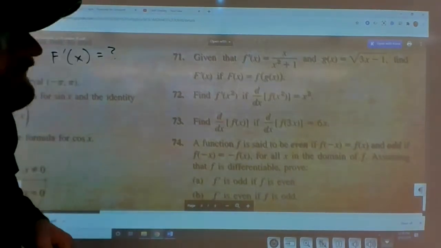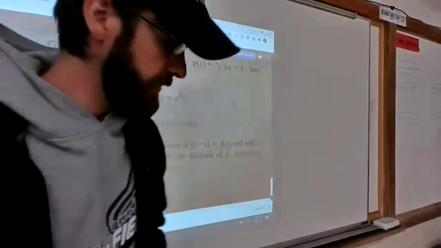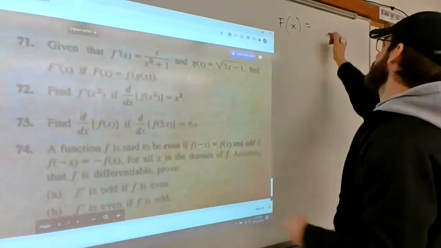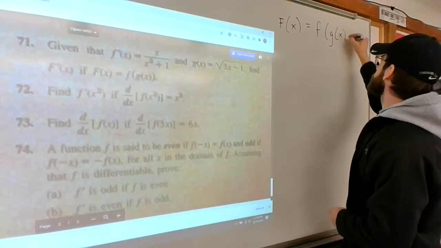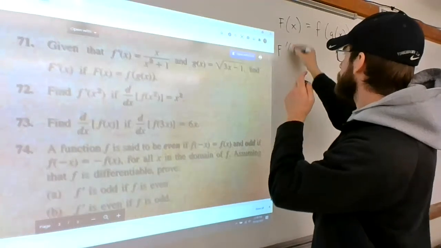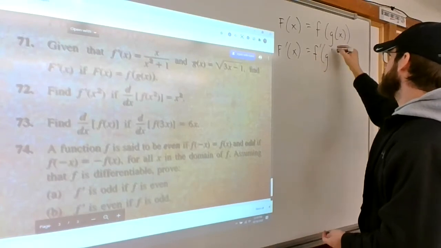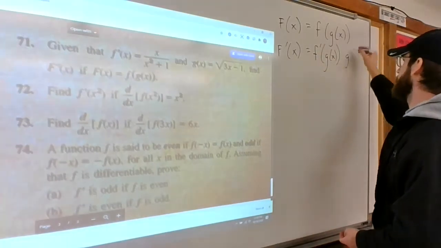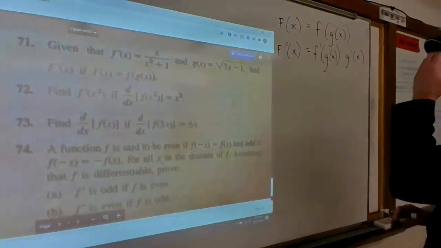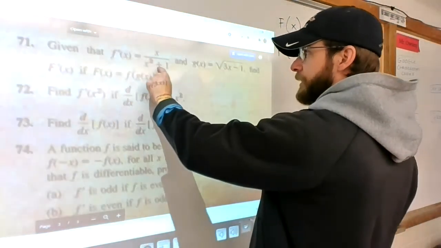All right, you know what? I think I want to go a little bit off to the side here. I need a clean space to do this. So capital F of x is equal to f of g of x. And they're asking us to take f prime of x, which I'm just going to do with the formula here. It's f prime of g of x times g prime of x. Okay? Now, we're told that f prime of x is x over x squared plus 1.